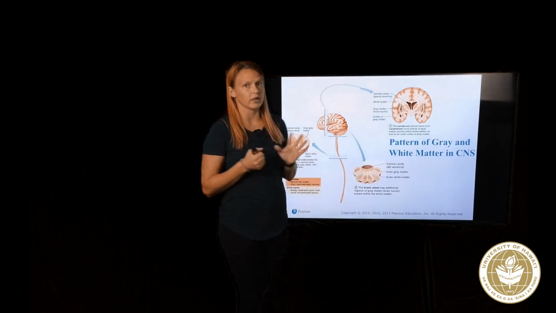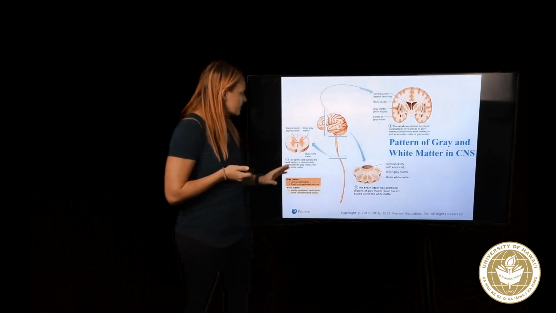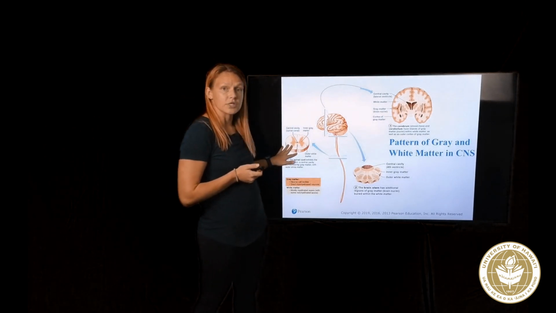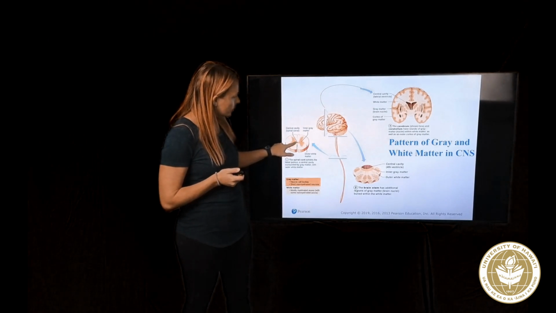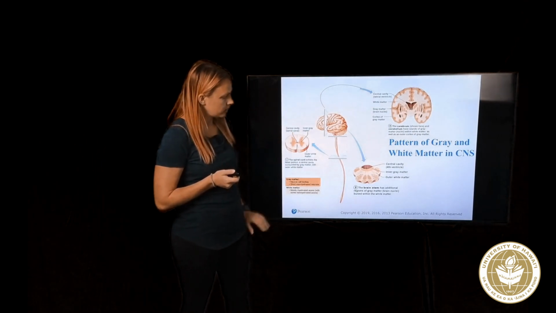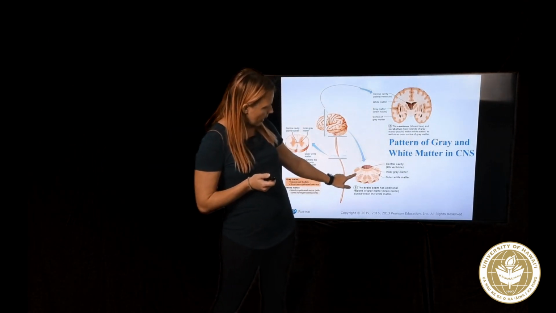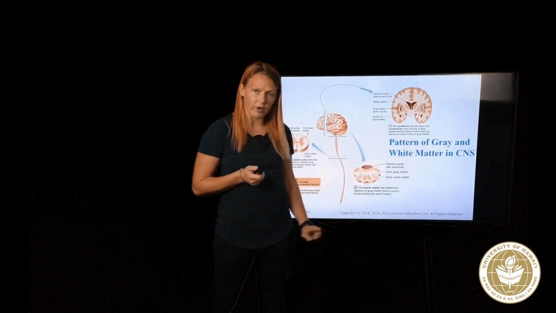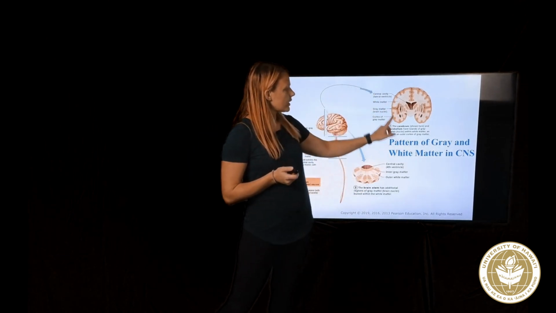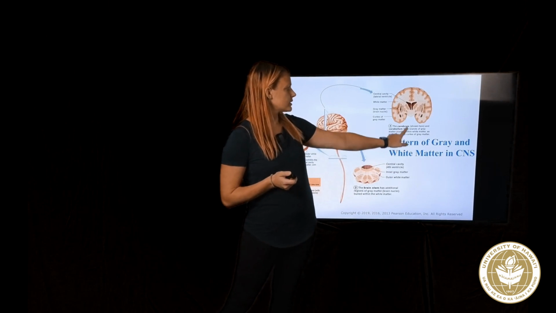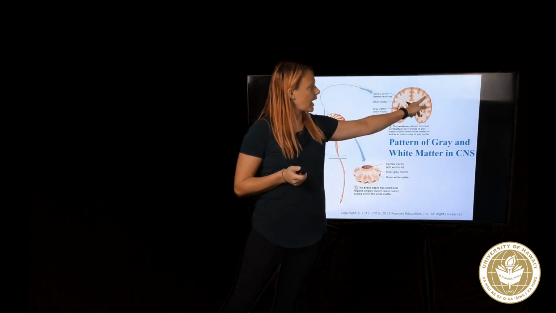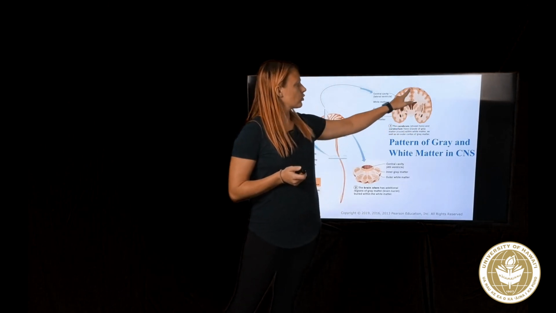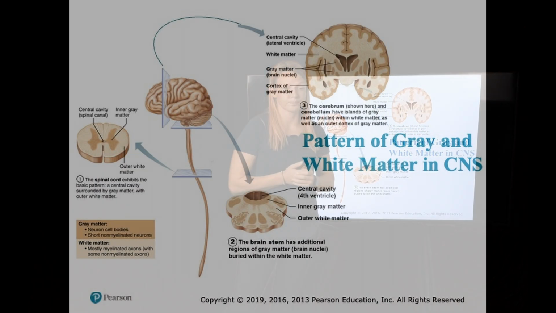So hopefully this makes a little bit more sense. You can see this is the basic pattern of the central nervous system in terms of white and gray matter, where we have inner gray matter, outer white matter. Brainstem, we still have that pattern, but we have some scattered areas of gray matter. Then in the cerebrum, we're going to have islands of gray matter within that white matter, and then this outer gray matter cortex.